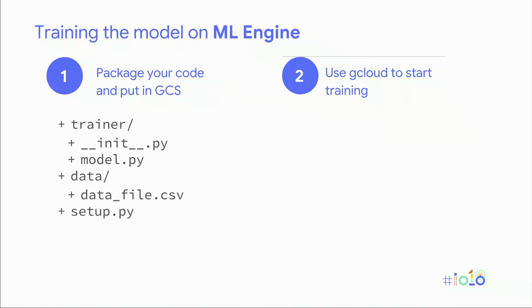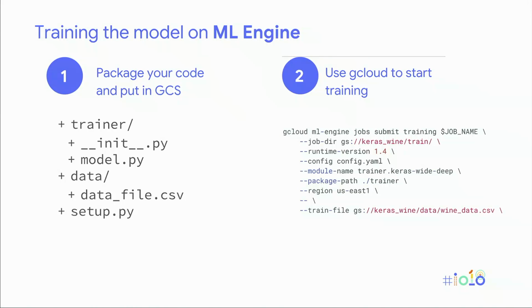And then to run that training job, I can use gcloud, which is our Google Cloud CLI, for interacting with a number of different Google Cloud products. So I run this gcloud command to kick off my training job. And then I save my model file, which is a binary file, to Google Cloud Storage.